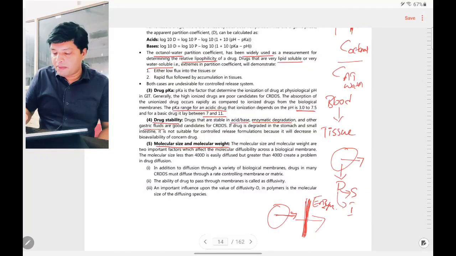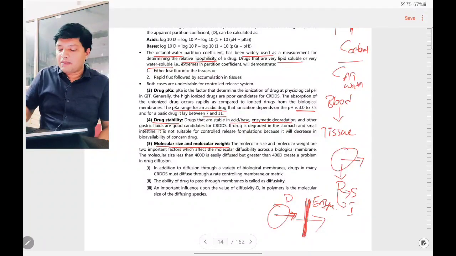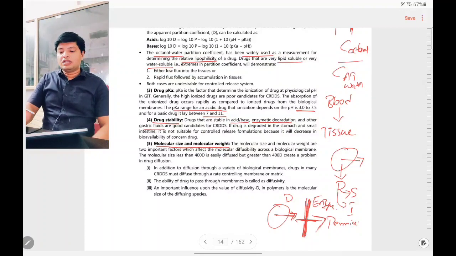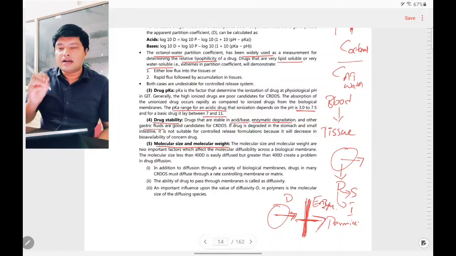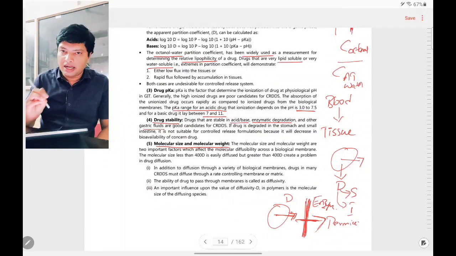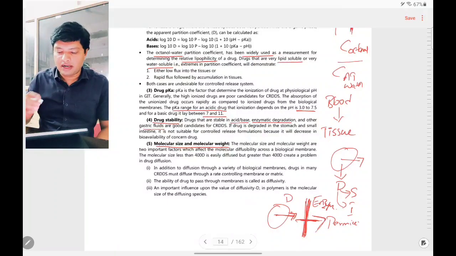The drug which is coming out from the polymer matrix, we call that term as diffusivity. The drug passing through your lining, we call it as permeability. So we have two different terms here, that is diffusivity and permeability. In either case, the drug should have a small size and small weight. We'll try to see here.